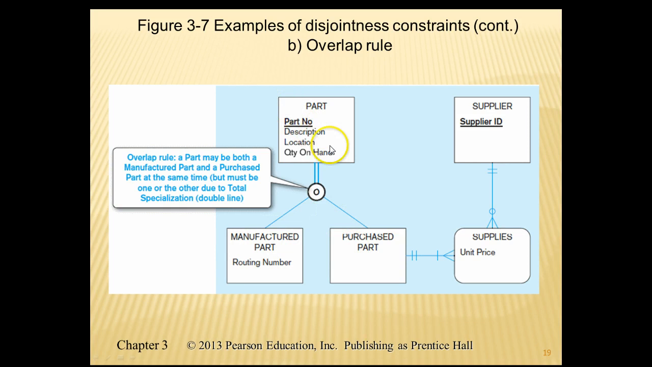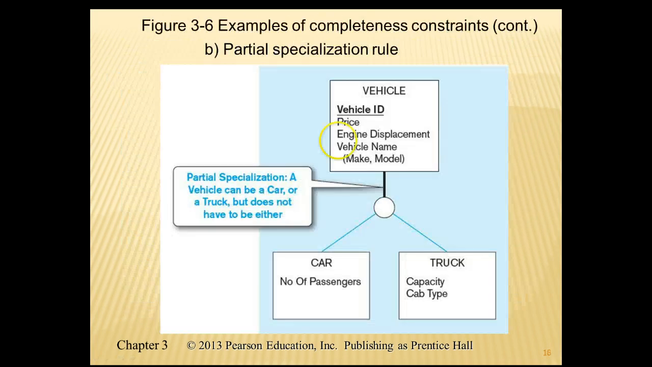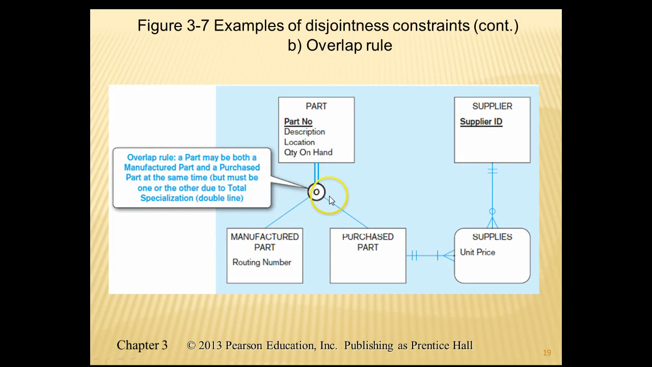So in other words, if we go back to this one, this can either be a car or a truck, but it doesn't have to be either of those. It can be a motorcycle. Whereas this says that since it is a total specialization, it has to be either a manufactured part or a purchased part.